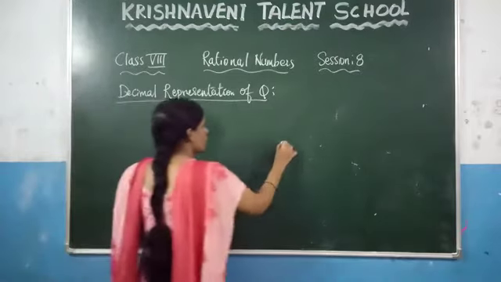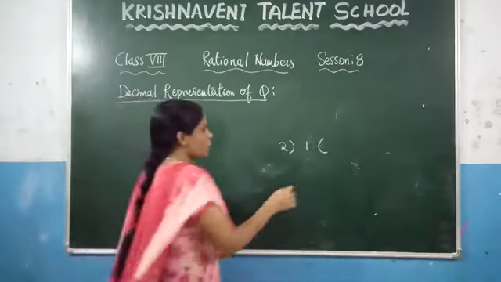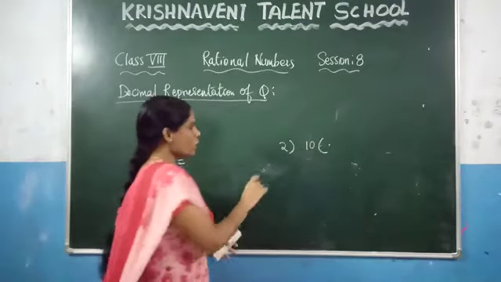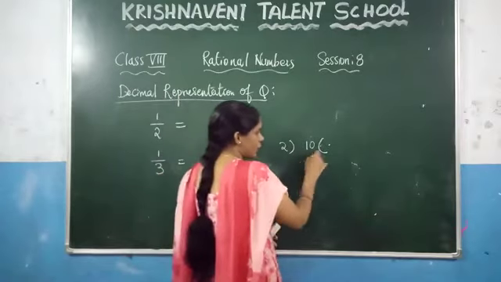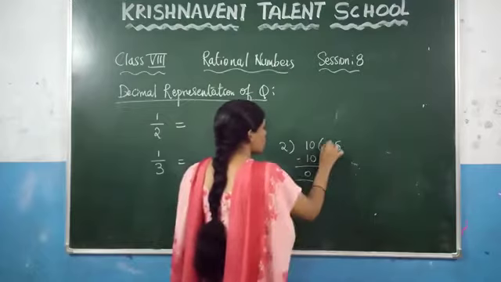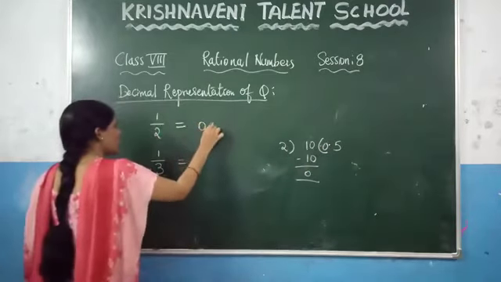What is the value of 1 by 2? Divide 1 by 2. How much will you get? Since we cannot divide, you need to put a decimal point here and put a 0 here. So, in the table of 2, when you get 10, that is nothing but 5. 10 minus 10 is 0. So, we got the value of 1 by 2 as 0.5.